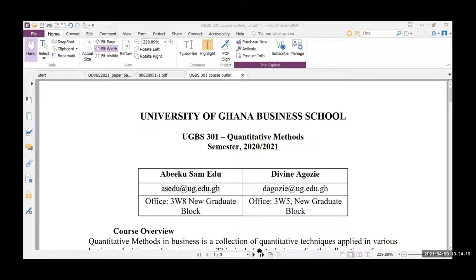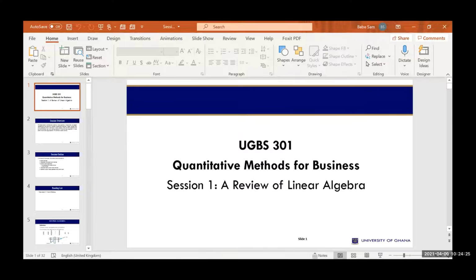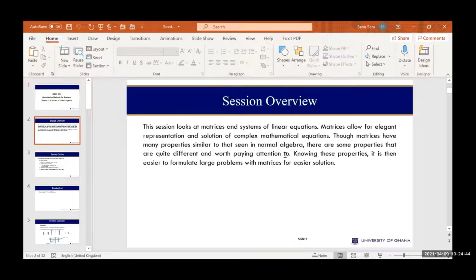Okay, so let's start with our class for today. I'm going to take you through section 1. Okay, section 1, we are going to talk about a review of linear algebra. This slide is on Sakai, so you can get it and review it or go through after our class.